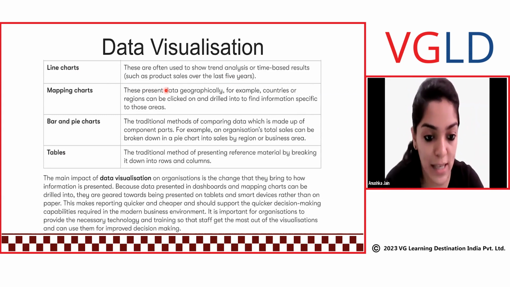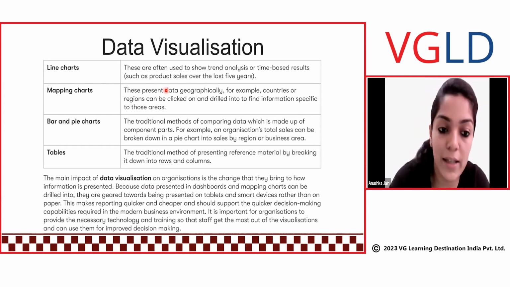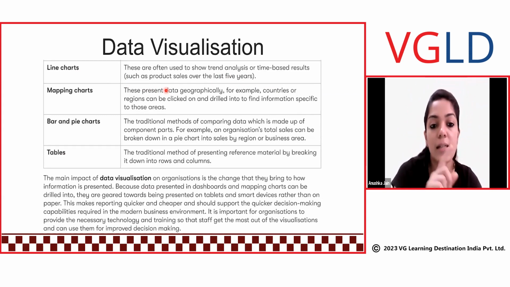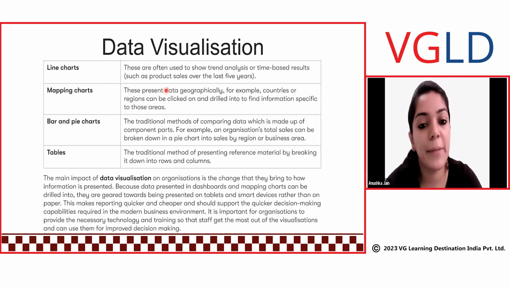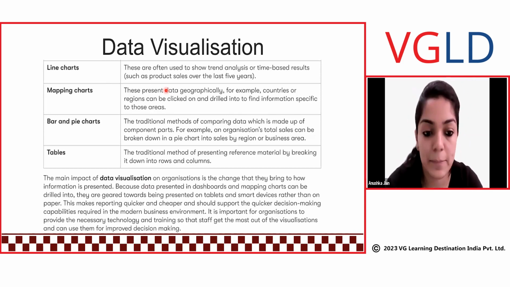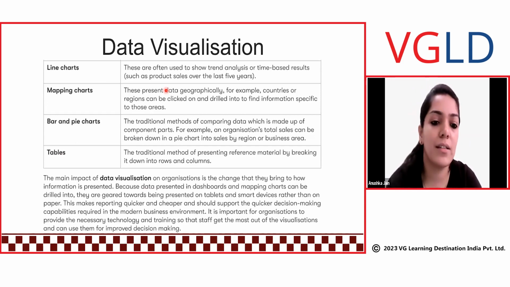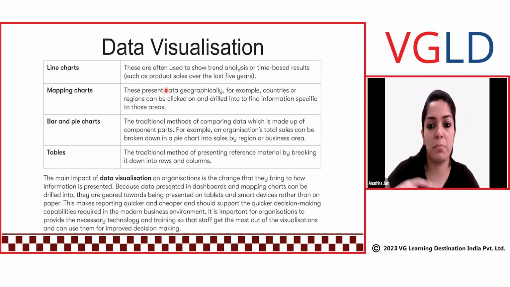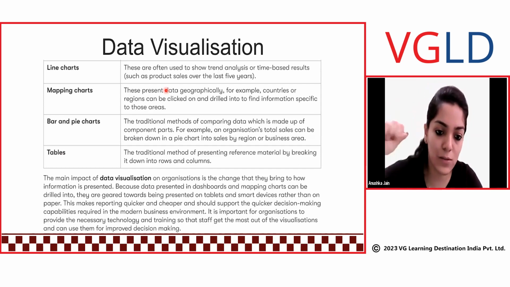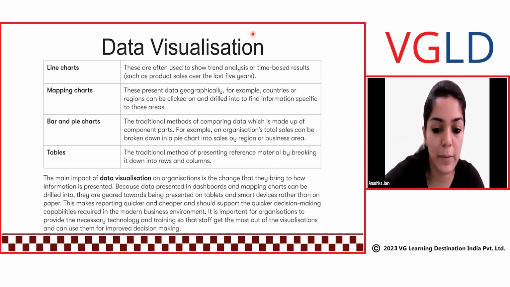What is the sales which is happening in America? Which city in America is giving me the maximum sales? That is what a mapping chart is. Basically, it presents the data geographically. Next is bar and pie charts. These are very traditional charts, bar diagrams, what has been the sales. So you'll have a bar diagram. Let me show it to you quickly.